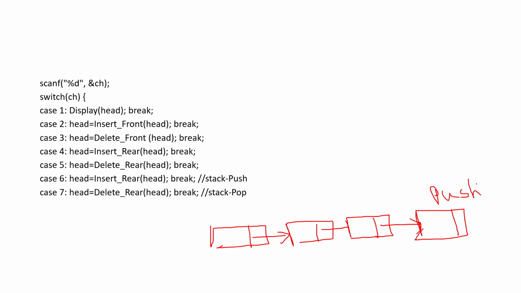For pop operation also same thing, only this node will go. That is again delete rear. Already you have got the functions, you call it. That's all. This is how single linked list program works. Thank you.